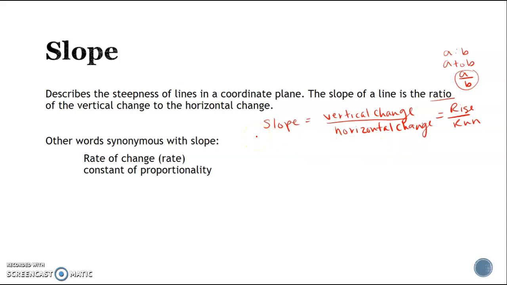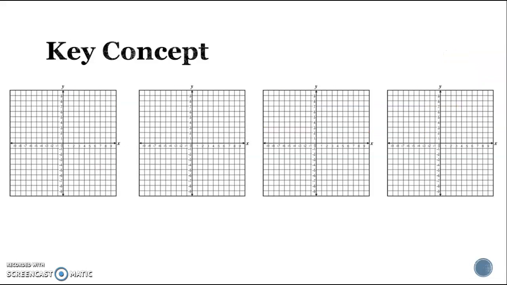Some other words that are synonymous with slope are a rate or a rate of change, constant of proportionality. So when they talk about a rate of change or a constant of proportionality, they're really talking about slope. The rate at which you are driving, miles per hour, if we were to graph that, the slope of that graph would be our miles per hour. So those are just things to compare slope to.